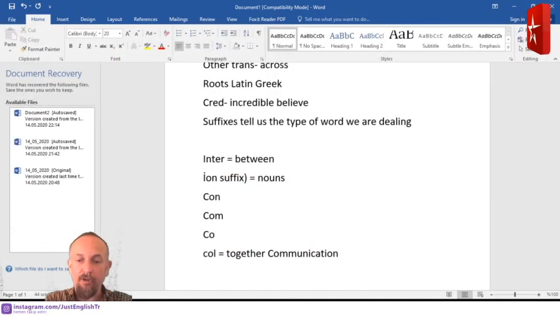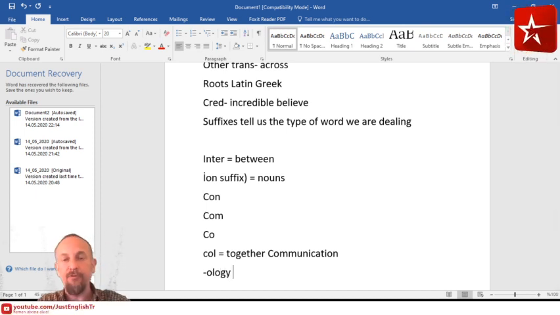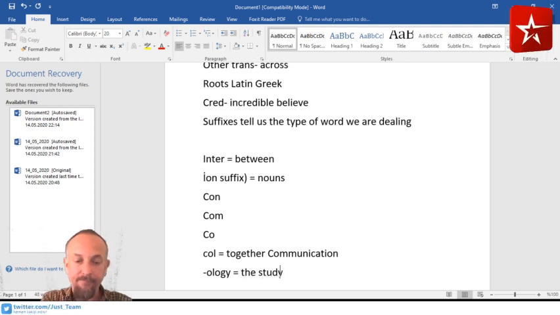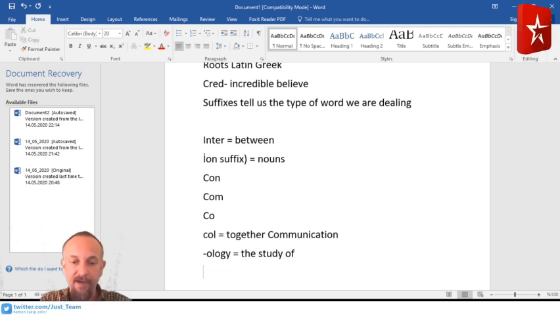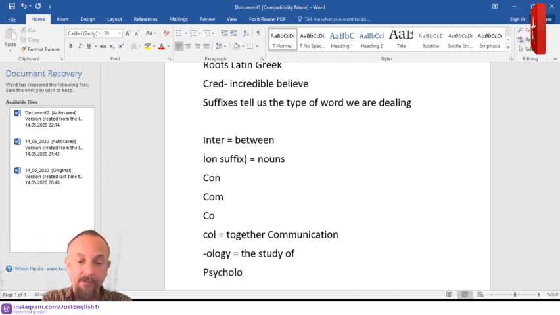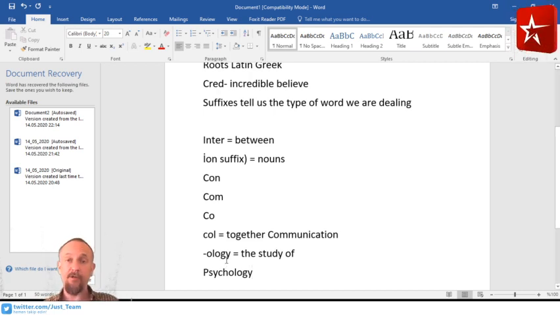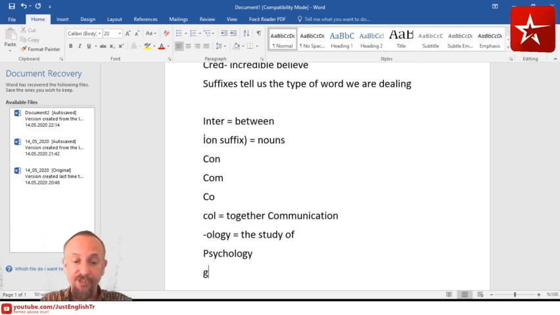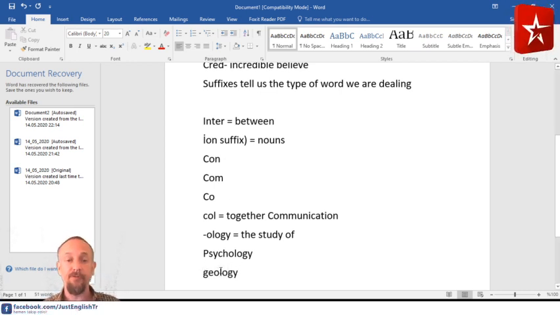So the suffix ology, it's almost like a root within itself. It means the study of. So we have it in words like psychology, and psych, as we'll see later, means mind. So psychology is the study of mind. We also have geology. Geo means land or earth. So geology would be the study of land or earth.